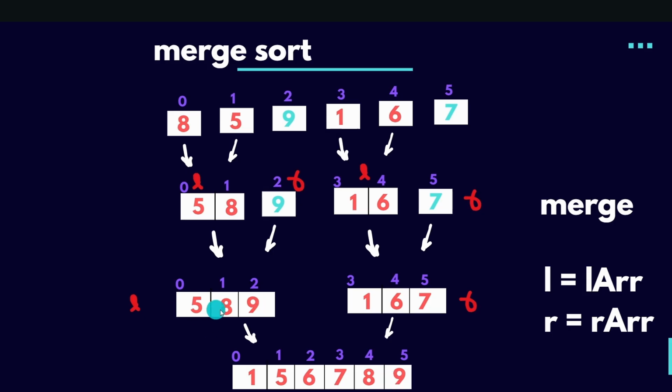As we are copying values from this, we are incrementing the value of i. In the same way, we are going to copy all the stuff from here to here if any value remains here, and we are going to increment the j value and the k value.